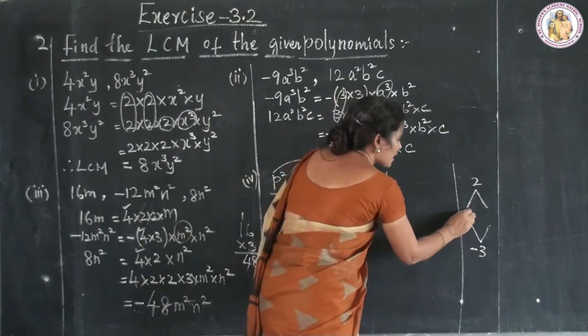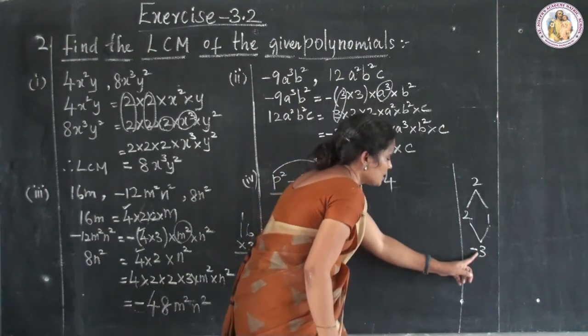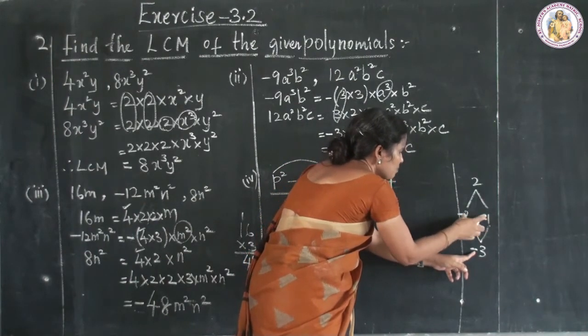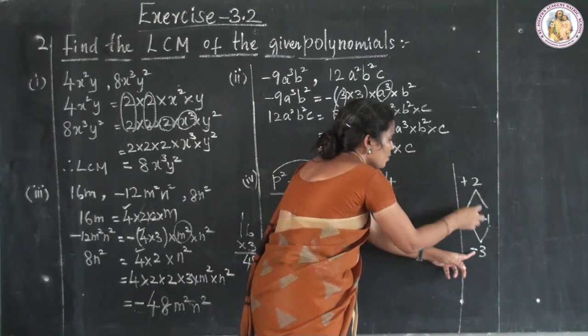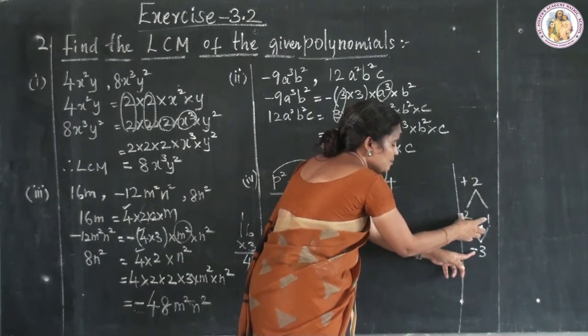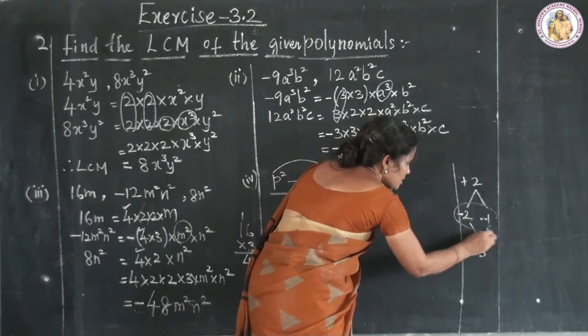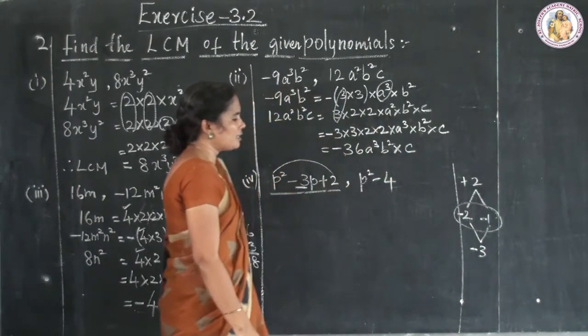So 2 ones are 2. It is minus 3. Minus into minus plus, 1 2s are 2. Same sign and same sign, 2 plus 1 is 3. So these are the factors, minus 2 and minus 1.